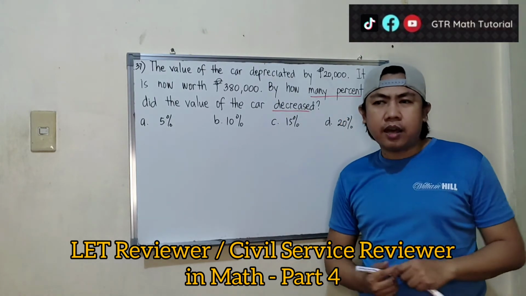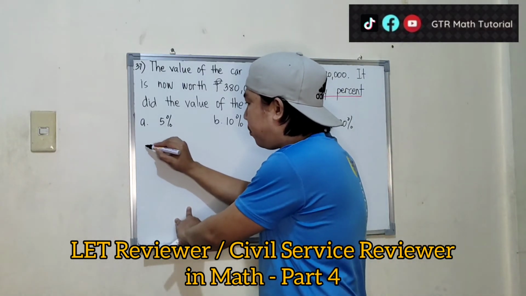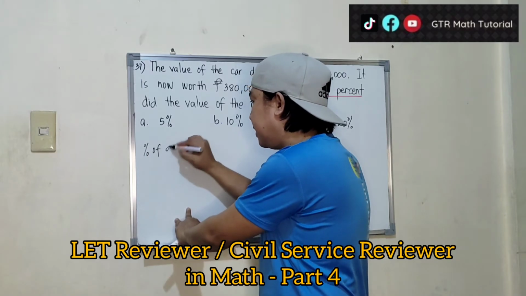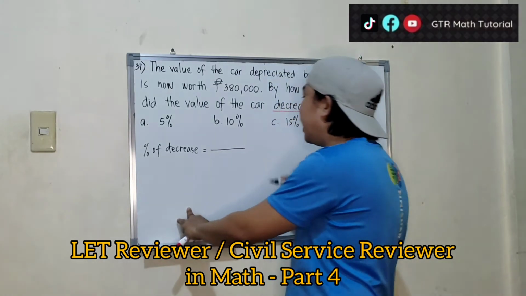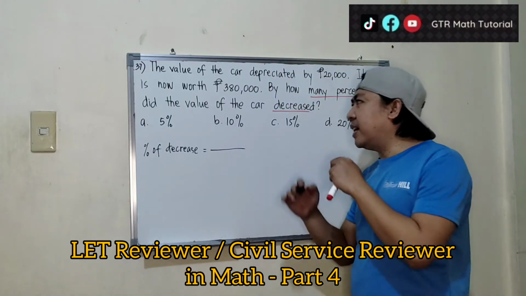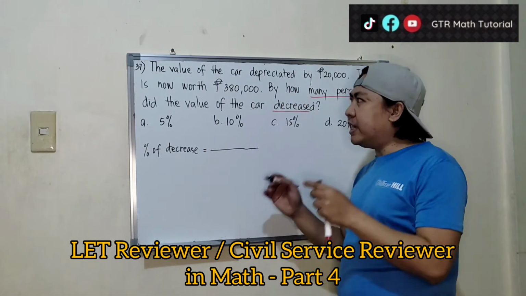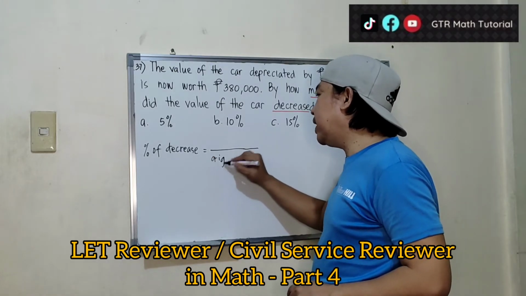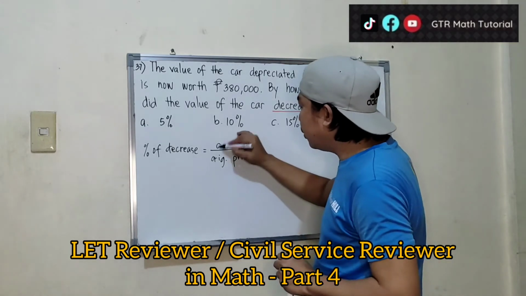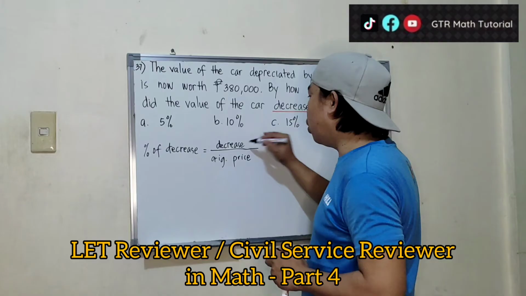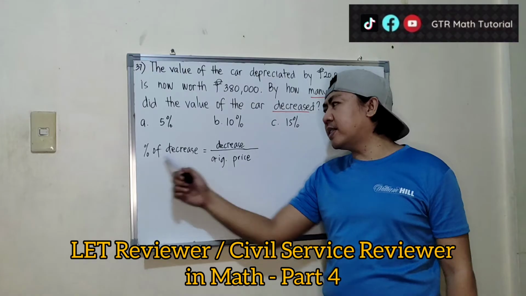So paano ba kinukuha ang percent ng decrease? So ang formula natin para sa percent of decrease, so kunin lang natin ang ratio ng percent ng decrease. So i-divide dapat natin yan dun sa original price ng car. So original price ng car, then dito naman yung decrease. Okay? So kung magkano yung dinecrease niya, divided by sa original price ng car. So yun yung percent of decrease.